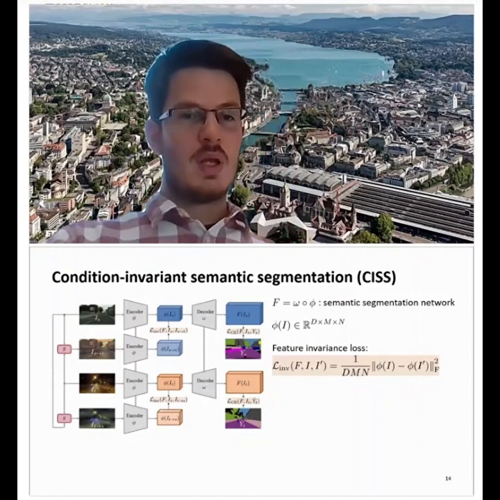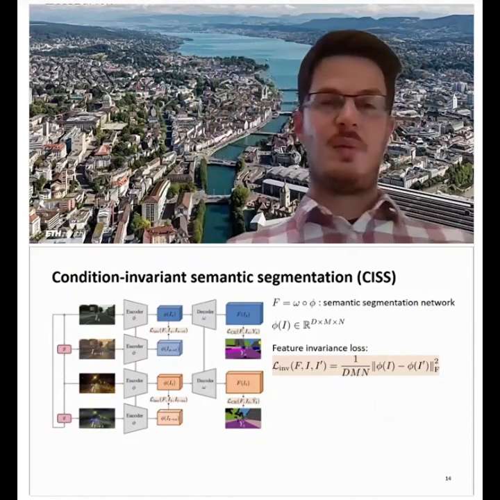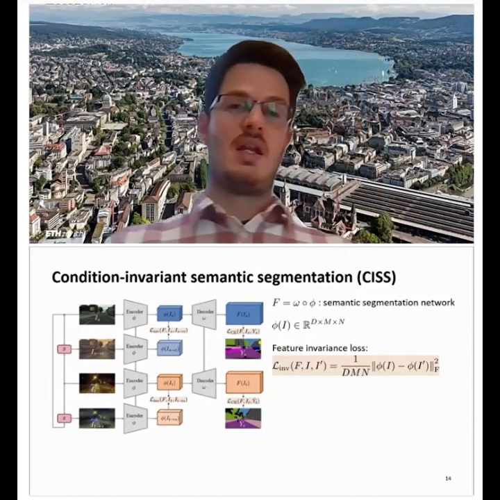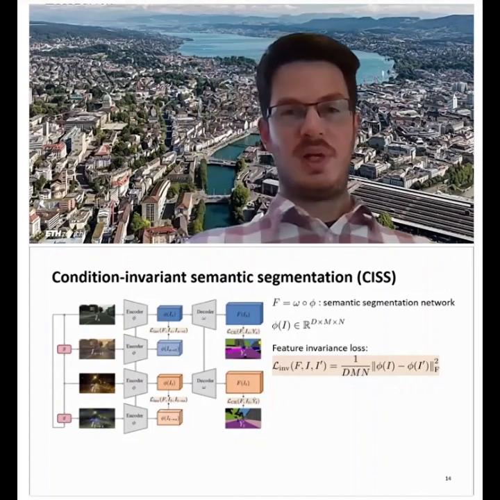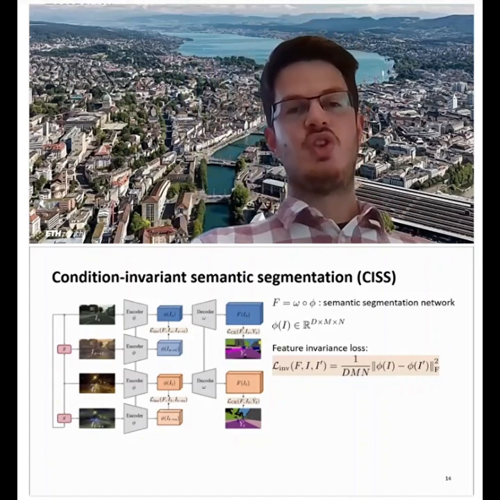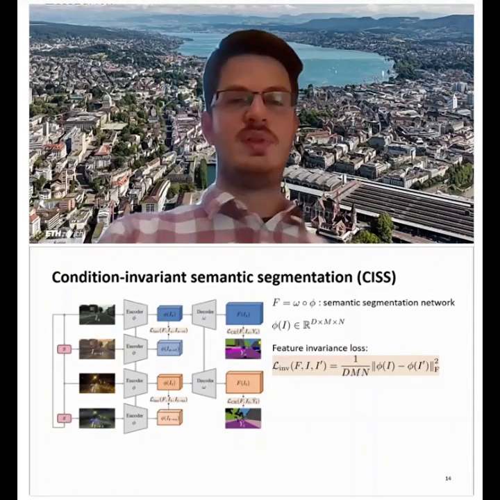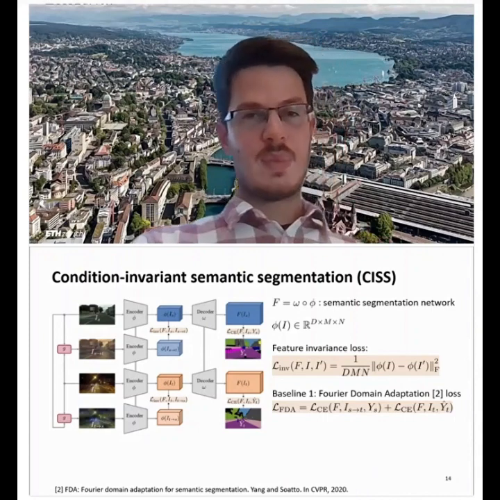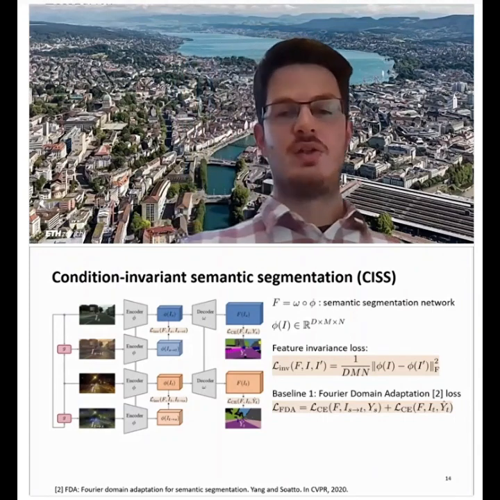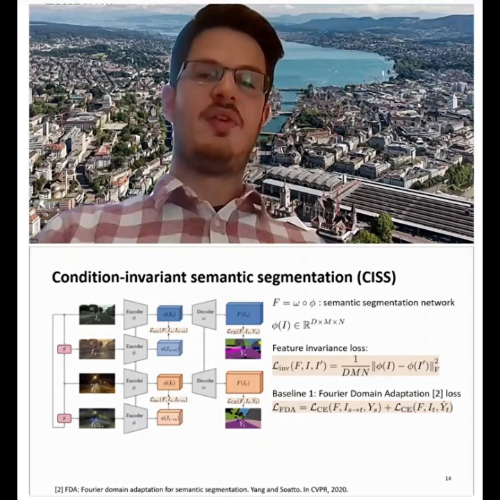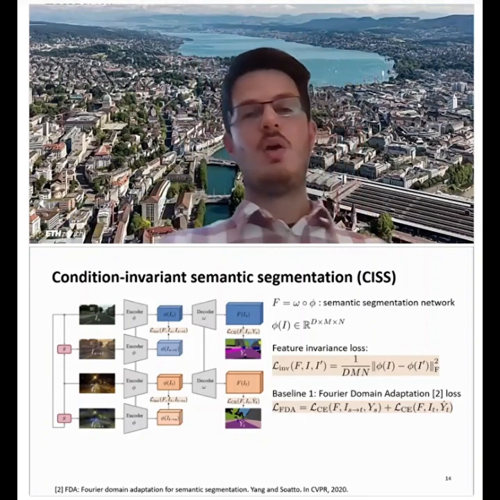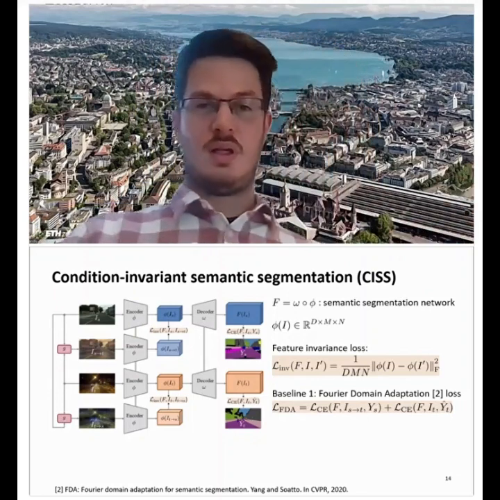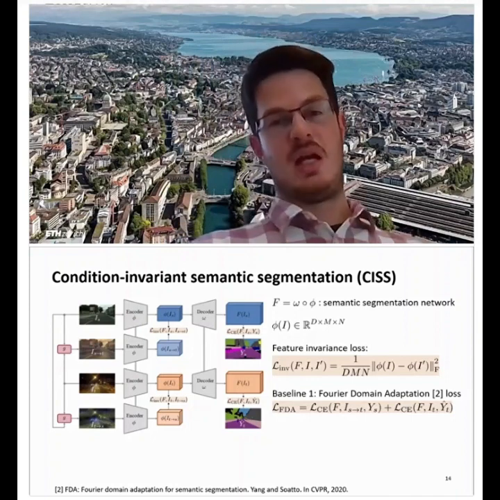So to formulate the approach better, we have our network F, which is the composition of an encoder phi and a decoder omega. So for an input image I, the encoder outputs d-dimensional features with m height and n width. And we have our feature invariance loss, which is defined as the Frobenius norm of the difference between the feature maps for the input image and the reference image I prime.